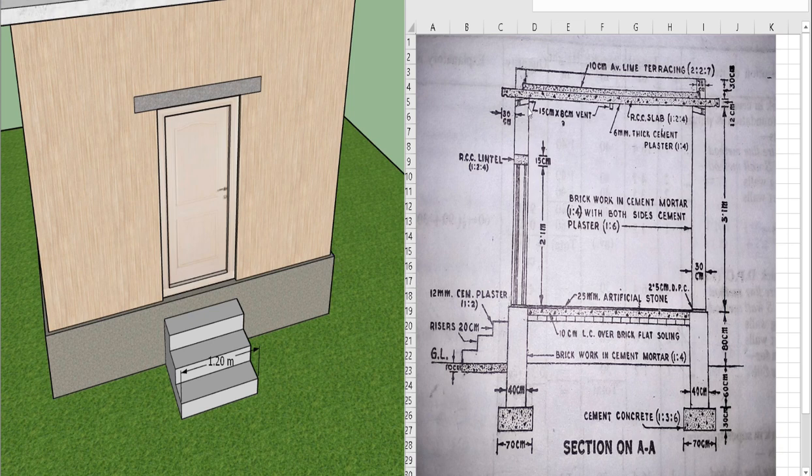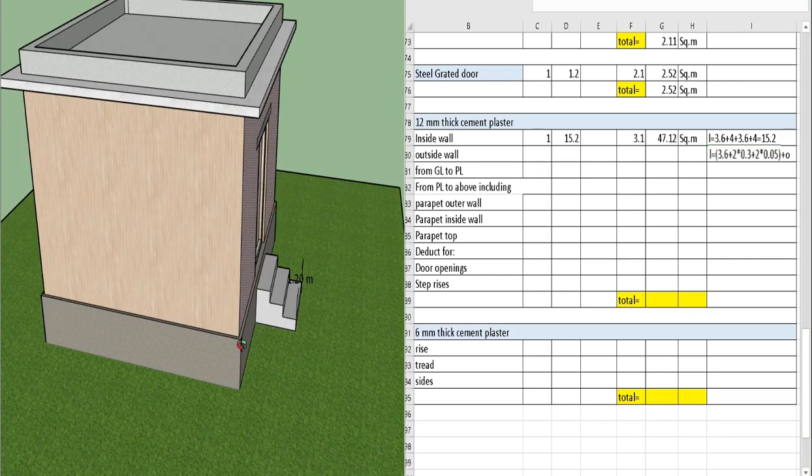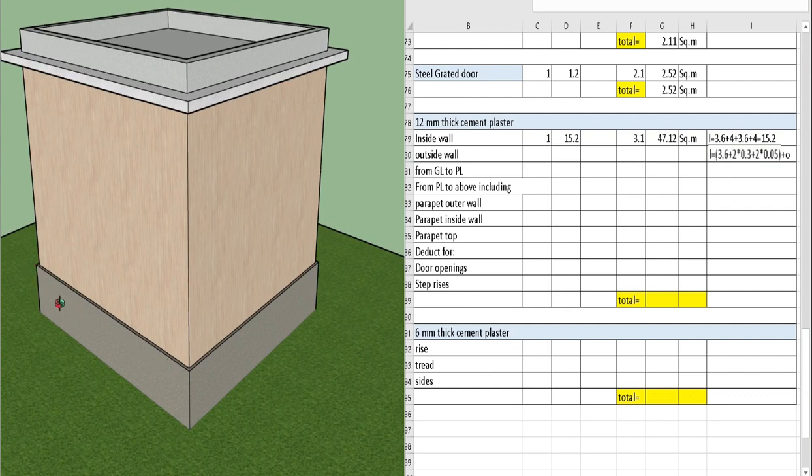Our length is the inner dimension of this room plus 30 centimeter wall on this side, 30 centimeter wall on this side, and 5 centimeter projection on this side and 5 centimeter projection on this side. So our length equals, we can write 3.6 plus 2 times of 0.3 and this small projection of 0.05 on both sides, so plus 2 times of 0.05. But this is only one side. We have to do this plastering on all the sides of this house. That means this same length is considered twice. From this side also the length is same, so we can easily write into 2.